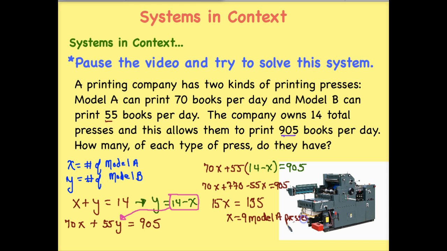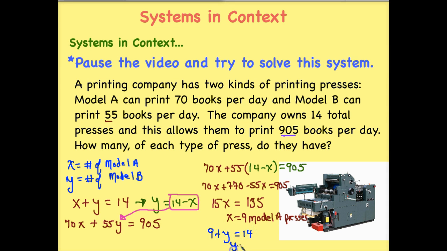And how do we determine how many B presses we have? Again, we can just substitute this back into one of our equations. The easiest one would be the top one. If we have 9 in place of Y, then we have X plus 9 equals 14. So let's go back actually and substitute it in correctly. We're substituting 9 in for X, so we would have 9 plus Y equals 14.